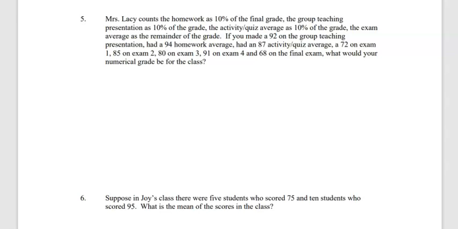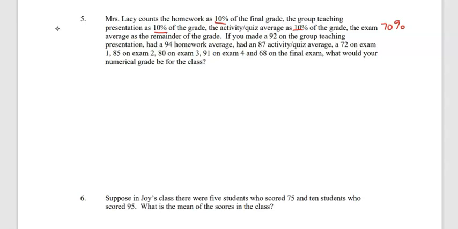So we have to count in these percentages, there are different averages. So it really is a bit more of a technical problem, but not by any means harder than what we've already been doing. So homework is 10%, the group teaching presentation is 10%, the activity quiz average is 10%, and the exam average is the remainder of the grade. So you have to think about, of your percentages, we have 10, 10, and 10% accounted for. So the remainder of the grade, the exam average, would be the remaining 70%.